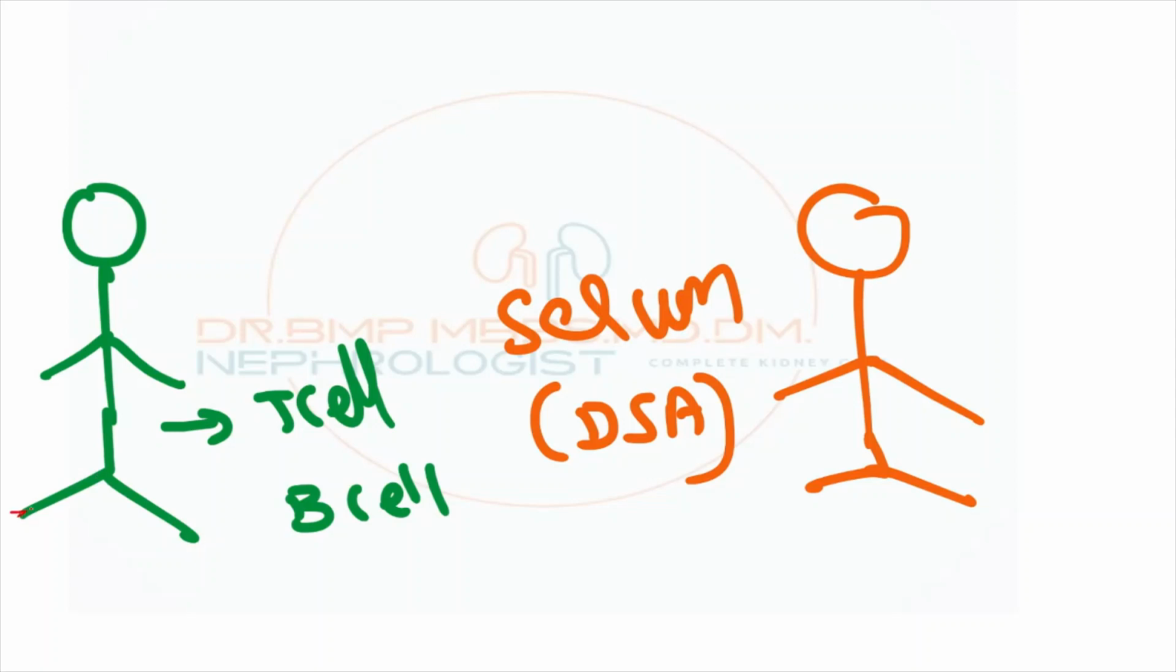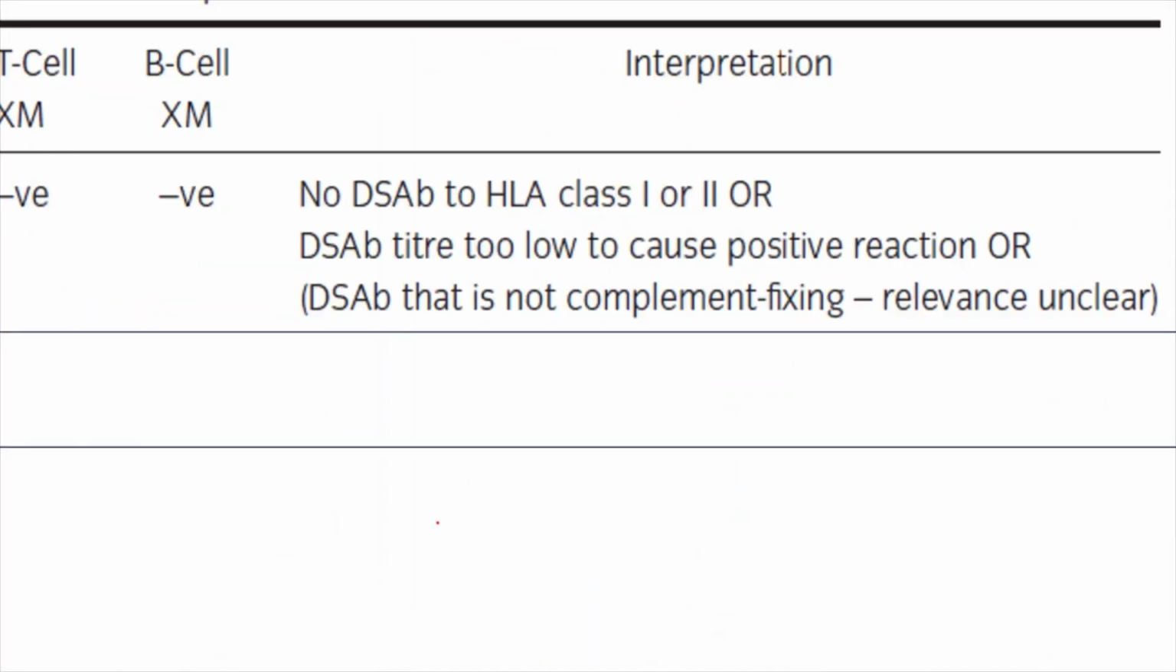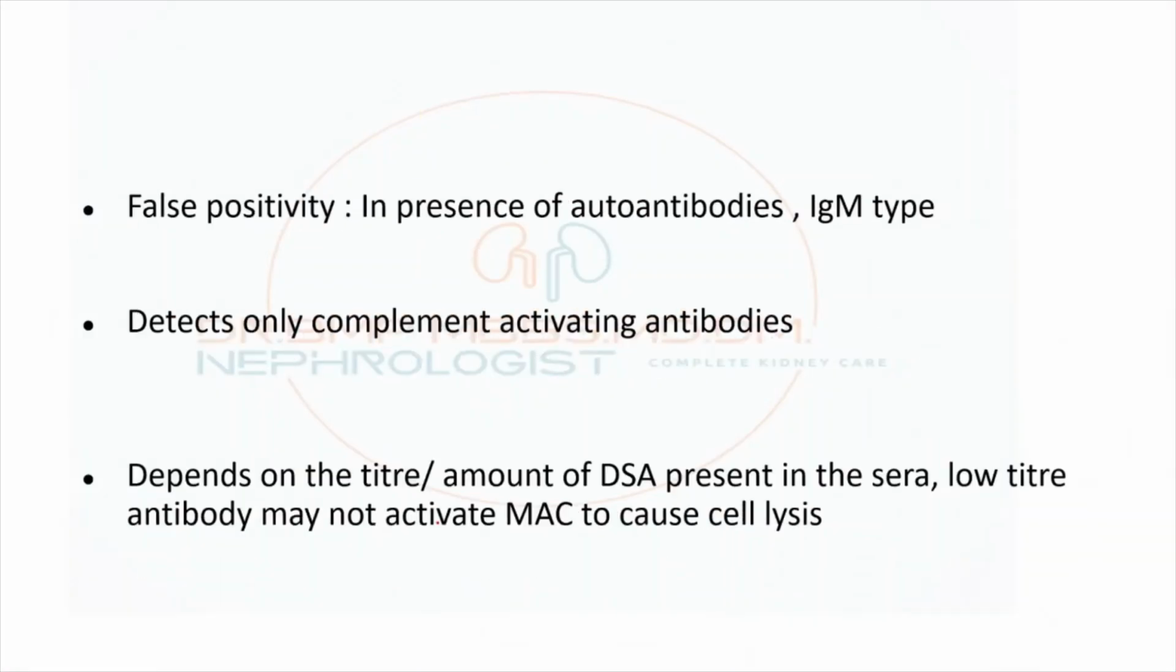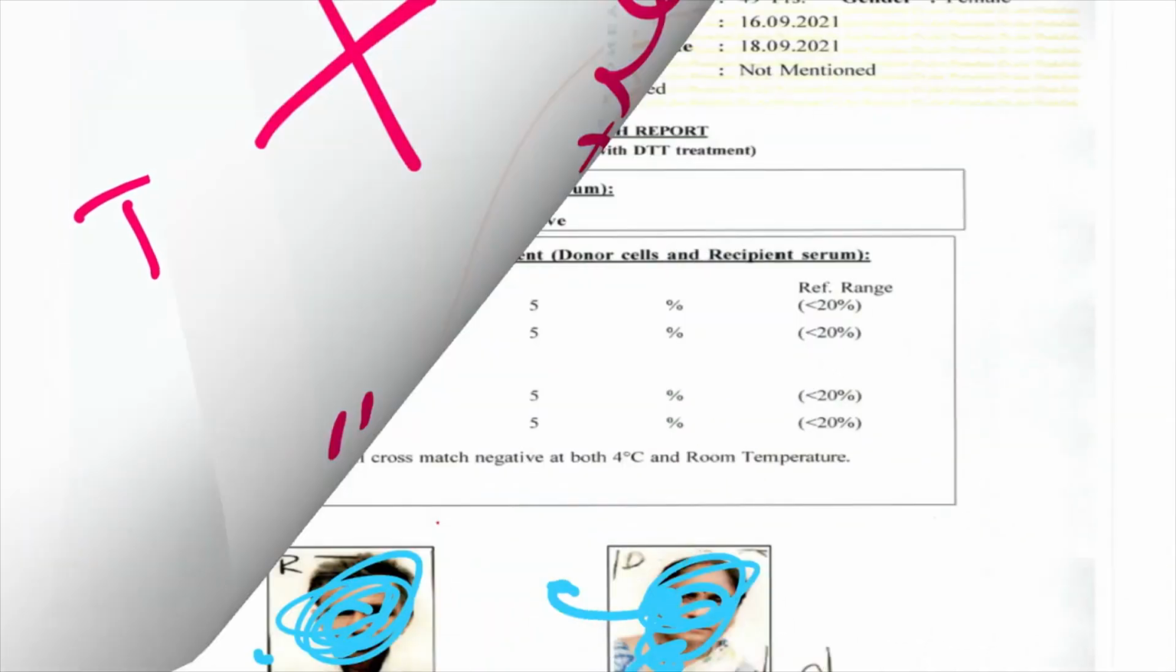Since we can't check the donor kidney, we are taking the donor blood cells. The blood cells are T cell and B cell. T cell has class 1, B cell has class 1 and 2. So this we have seen, CDC we have seen: the positive test indication, interpretation, and how the report is given.